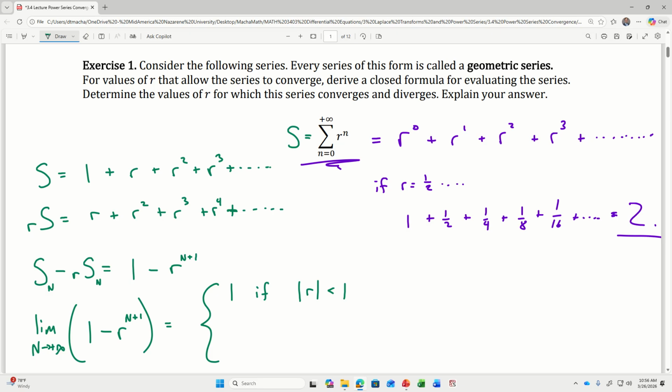But if the absolute value of lowercase r is greater than 1, like if it was a 2, then taking the limit as n approaches infinity of 2 to the power n would be like a number that diverges, right? It grows to infinity. And of course, if it was negative, it would still diverge and grow larger and larger, but it would oscillate in sign because raising a negative to a power oscillates plus and minus sign. So it's going to diverge for the absolute value of r greater than 1. What happens if r is exactly equal to 1?